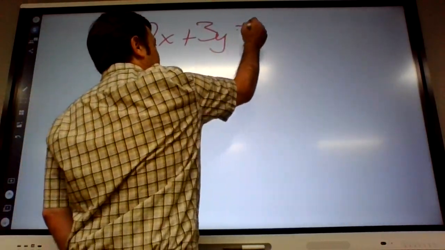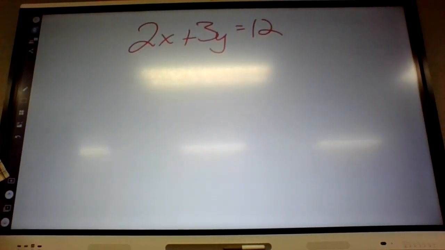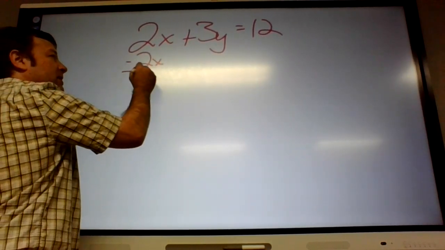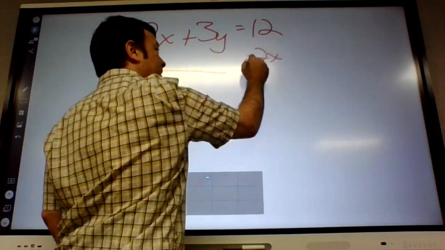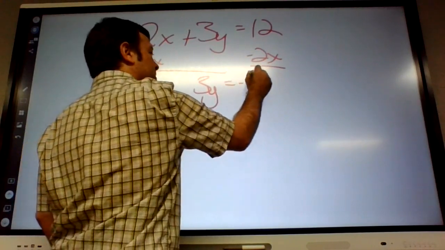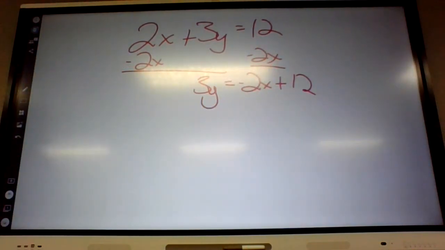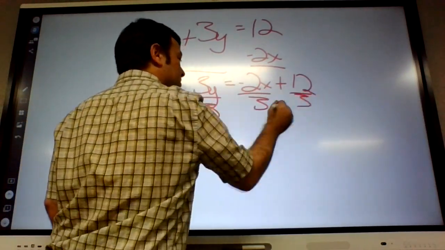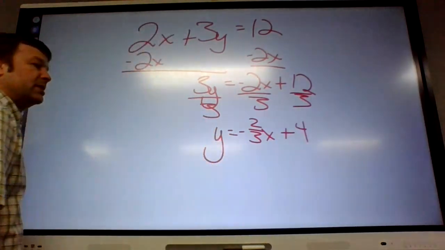Alright, so this is an equation written in standard form, right? And how did we change it to slope-intercept form? X on one side and y by itself on one side. Okay, we want to get y by itself. So we get rid of the added 2x term by subtracting 2x. And over here, instead of 12 minus 2x, we put negative 2x plus 12. Then what do we do with this 3? Divide by 3. Just to remind you what we did on Friday.